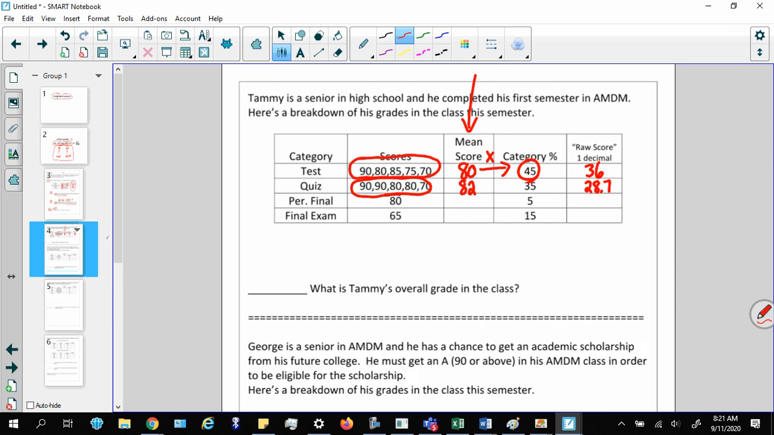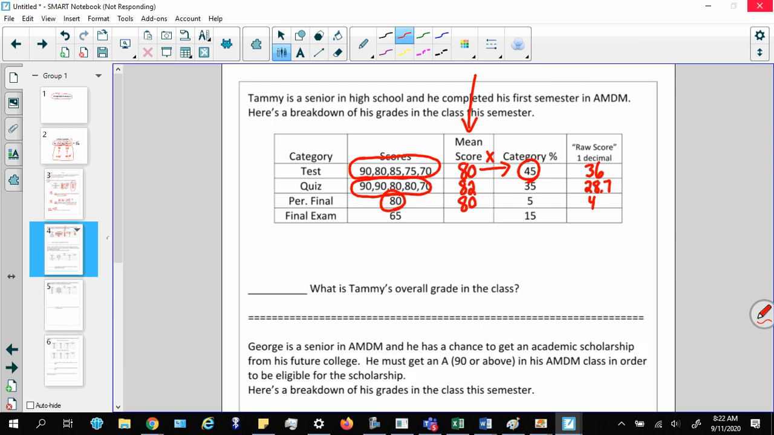Now, for the performance final, there was only one grade, which means that's the mean score, because 80 divided by 1 will give you 80. 80 times this gives you 4, I believe. And then lastly, the final exam being 65. There's only one of them, so that will be a 65.